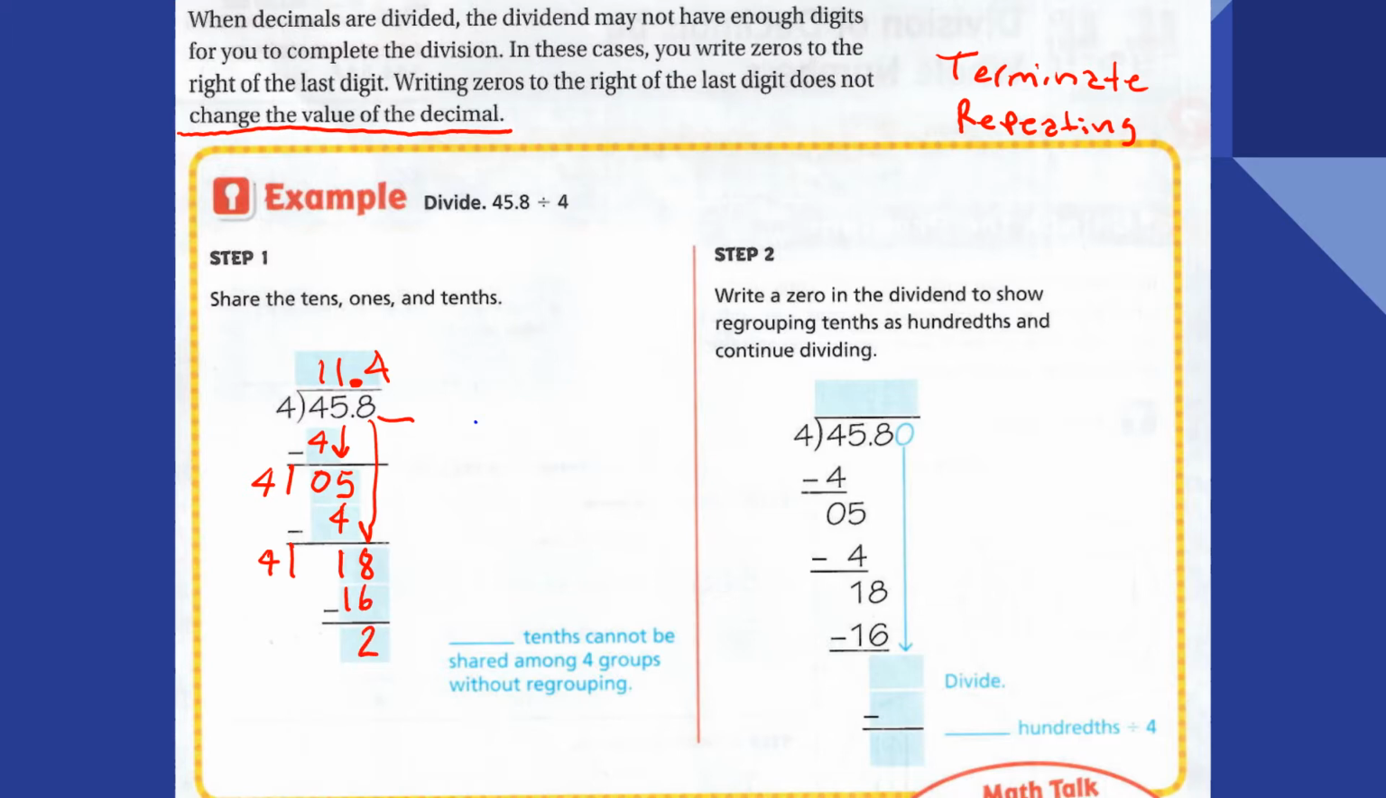So what we can do here is add a 0 because it doesn't change the value. And I can bring down that 0. Now 4 goes into 20 5 times. That gives me 20. Okay? And 0 tenths cannot be shared among 4 groups without regrouping. So I am done there. If I look over here, that's exactly what I did. I had a 2. I could not divide that 2 evenly by 4. I had nothing else to bring down, so we added that 0 to make it 20, which gave us something else to divide. All right?